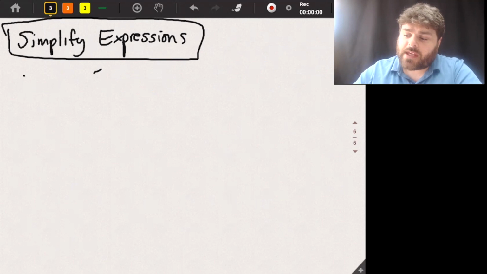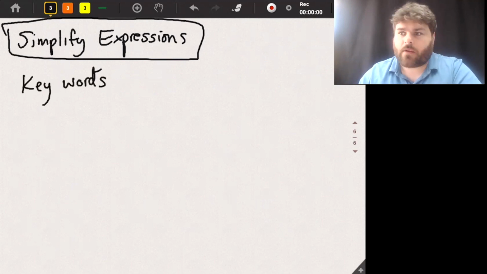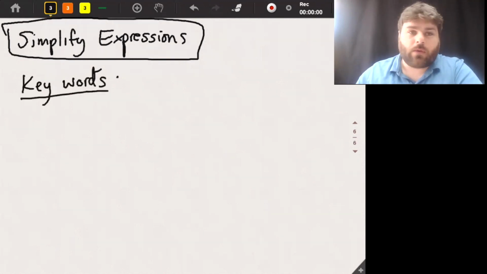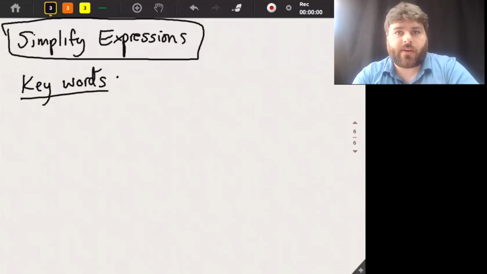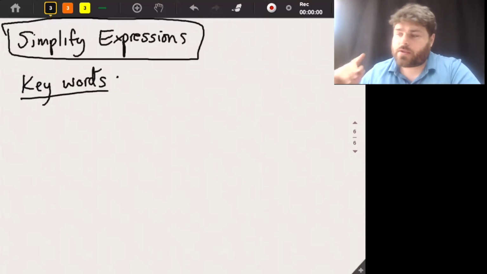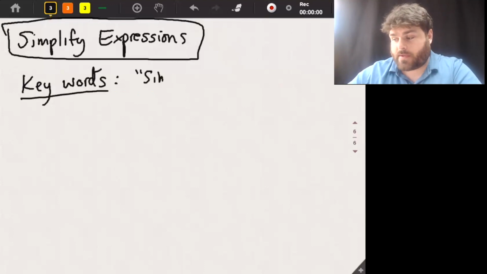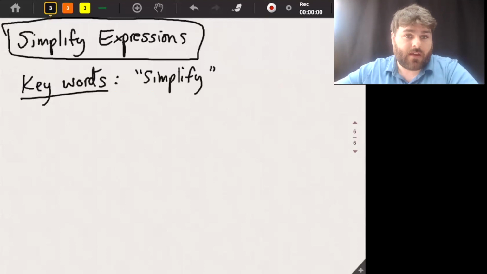Okay. Here's some key words that are going to help you figure out, though, that you're supposed to be simplifying and not evaluating. When you see these key words, it should trigger something. Oh, that's simplifying. When you see these key words, think simplify. So seems silly, but yes, you will see this on the test. You will actually see the word simplify. It will say simplify the following, or just simplify. So if you see simplify, you're thinking simplification.